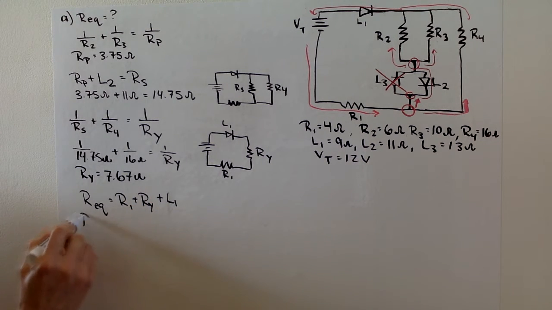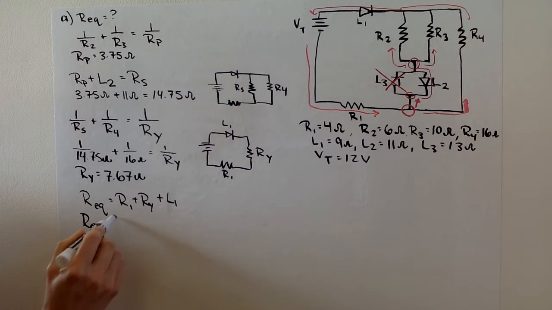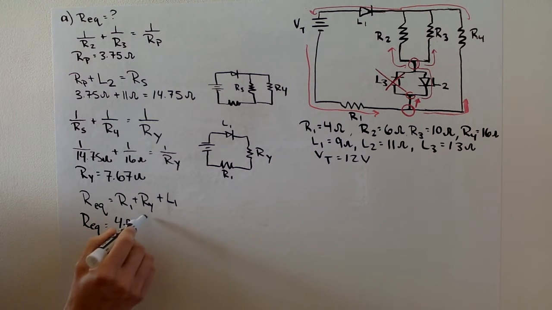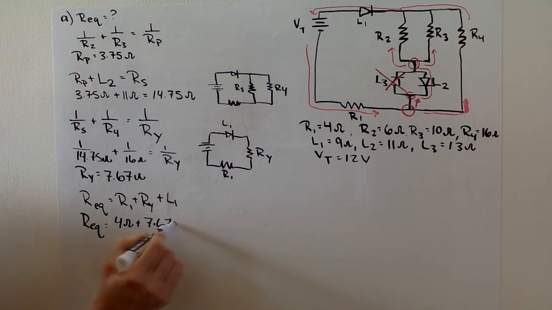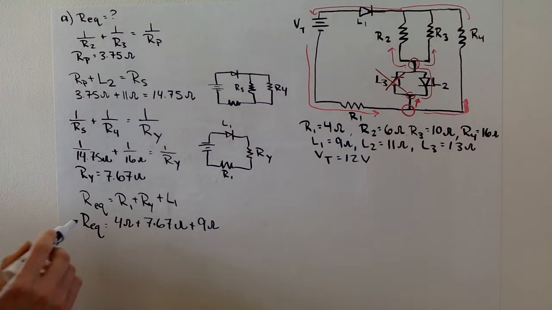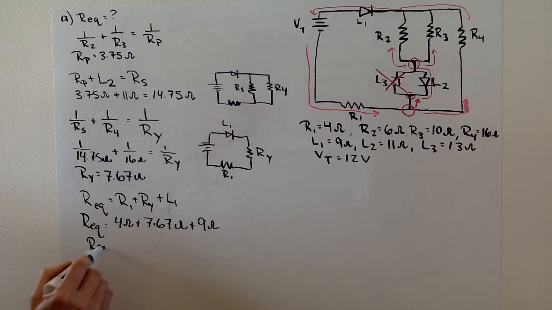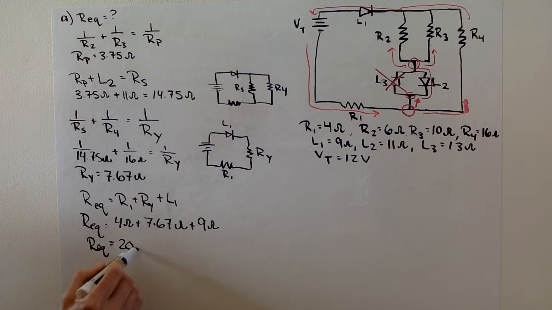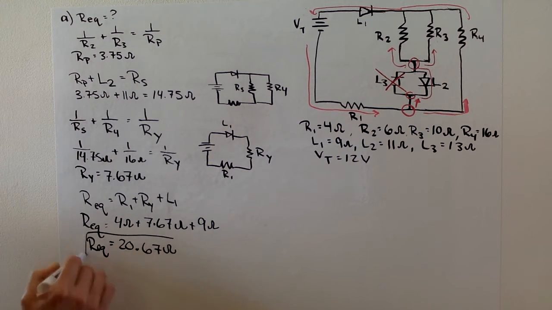All right. So equivalent resistance will be R1, which is 4 ohms, plus Ry, which we just found to be 7.67, plus LED1, which is 9. So we add those together, gives me an equivalent resistance of 20.67 ohms.